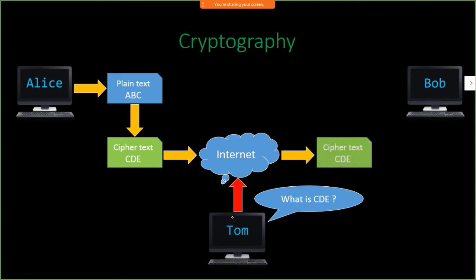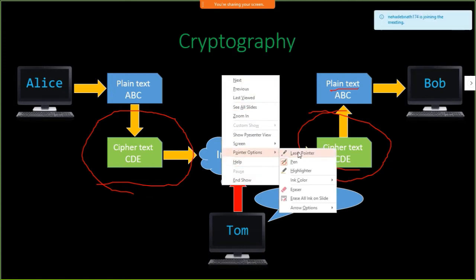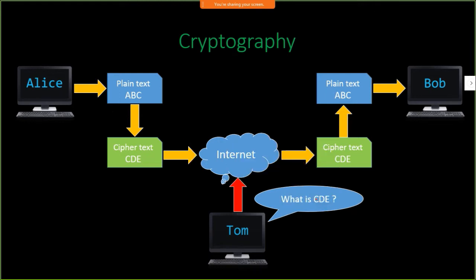So Tom, the attacker, doesn't understand and cannot attack the actual data. The data is encrypted on the encryption side, and this is the decryption side. On the decryption side, CDE is replaced by ABC and Bob receives the actual message. So the whole data is protected by just a single ciphertext encryption. That is called cryptography.